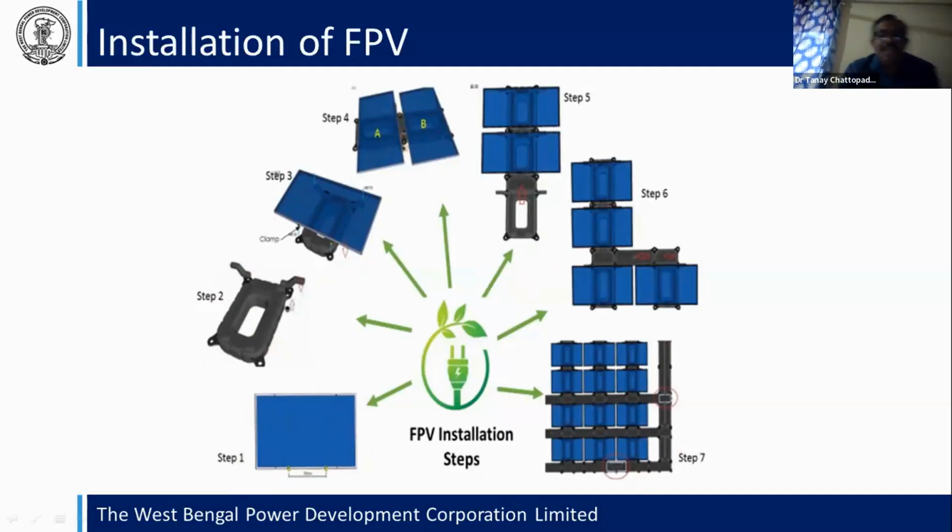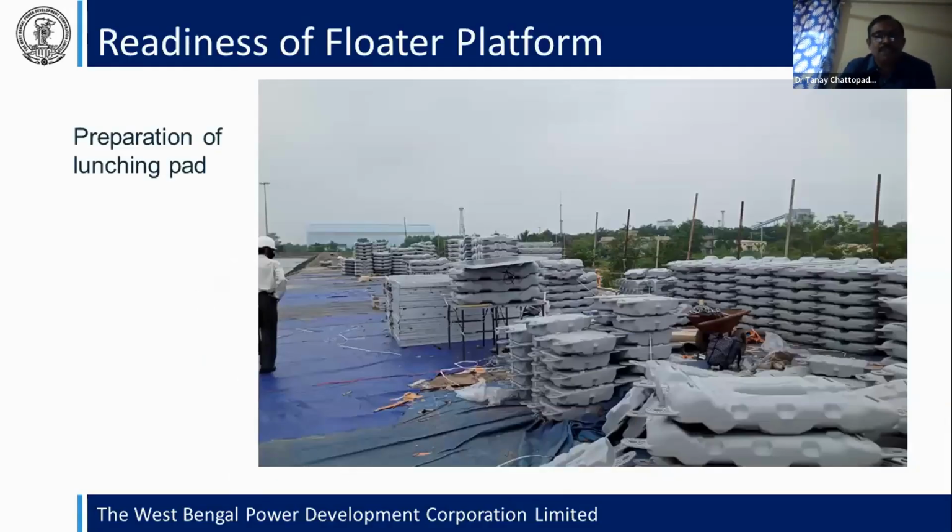Okay, and this is the preparation of the launching pad here, and this is in our power plant. We make this type of launching pad where the floaters and modules assembly is done in this region, and this friction free pad is matted on that floor, and it is beside the pond area.